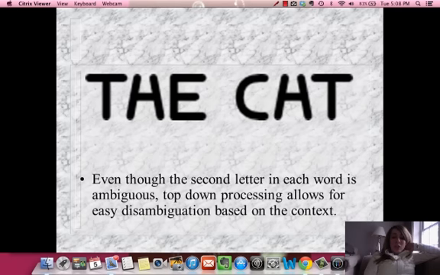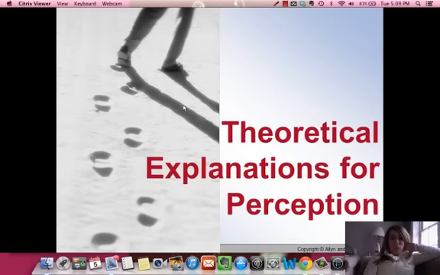Here's another example of this. Even though the second letter in each of the words is ambiguous, so this letter is the same as this letter, top-down processing allows you to read it as "the cat." Because you know T and H, this is "the," and C and A, or C and T, this must be an A. So even though it's ambiguous, you're able to read it as "the cat," and you see this is an H and this is an A. That's because of top-down processing: your brain is telling your eyes what to expect. You know that you've seen these words before.